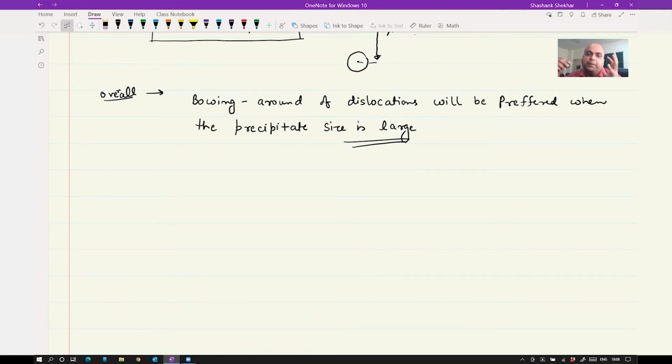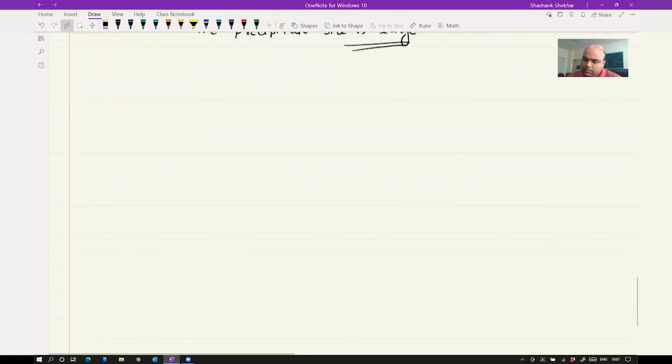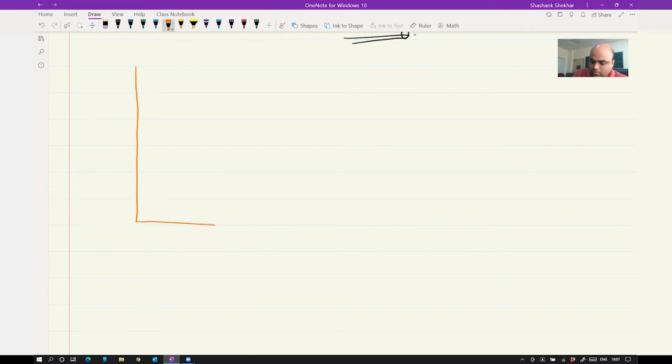So now let's combine both of them and try to understand how the shear stress, this delta tau, or tau, is going to vary with respect to size of the precipitate, which is somewhat related to the aging time also, right? Because if we increase the aging time, the size of the precipitate is going to increase. Okay. So let me draw. So here we have tau, okay, shear stress. And then on the x-axis, we have particle radius or precipitate radius, say R.